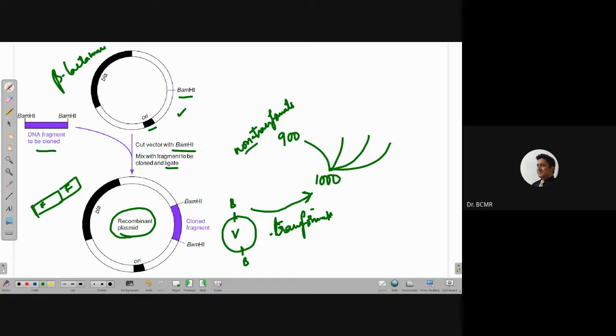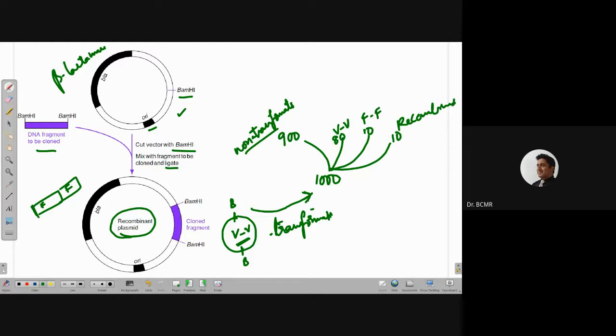Okay, non-transformants. There will be a lot of them, which may get vector-vector religation, like these ones. Assume they are about, say, 80. I'm just giving random numbers. We may also have fragment-fragment religation, which may be 5 or 10. These are just for illustration purposes. Don't take it literally.